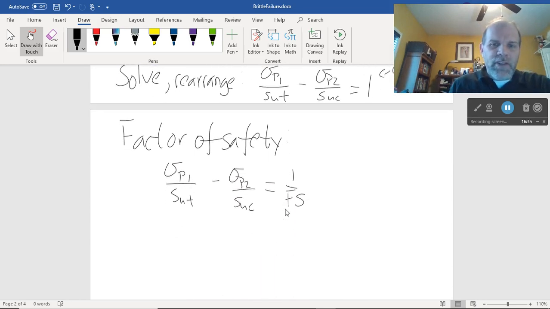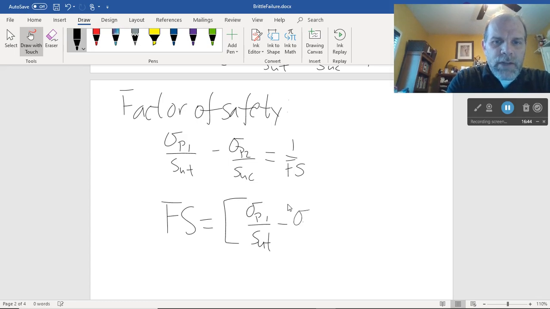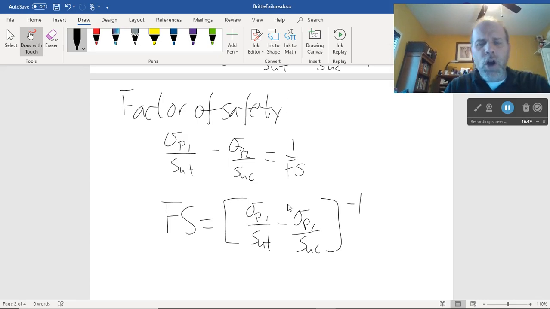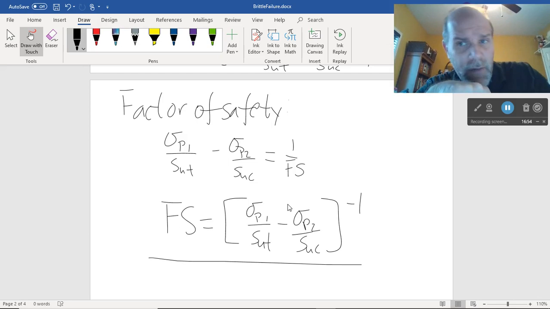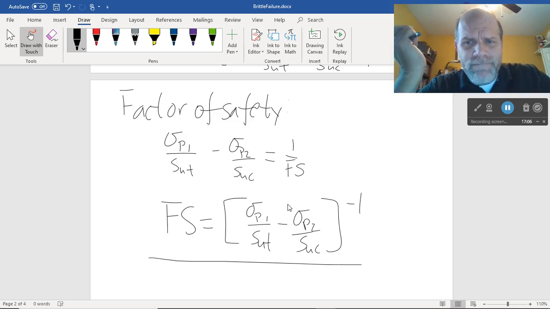So we can solve this for factor of safety, and our factor of safety is equal to sigma P1 over SUT minus sigma P2 over SUC, all to the minus one. Do not, under any circumstances, just flip those two fractions individually and think you're getting somewhere. No, math doesn't work that way. Please don't break math. Math doesn't respond well to being broken. Okay, so this is what our factor of safety equation is, and this is all we need.